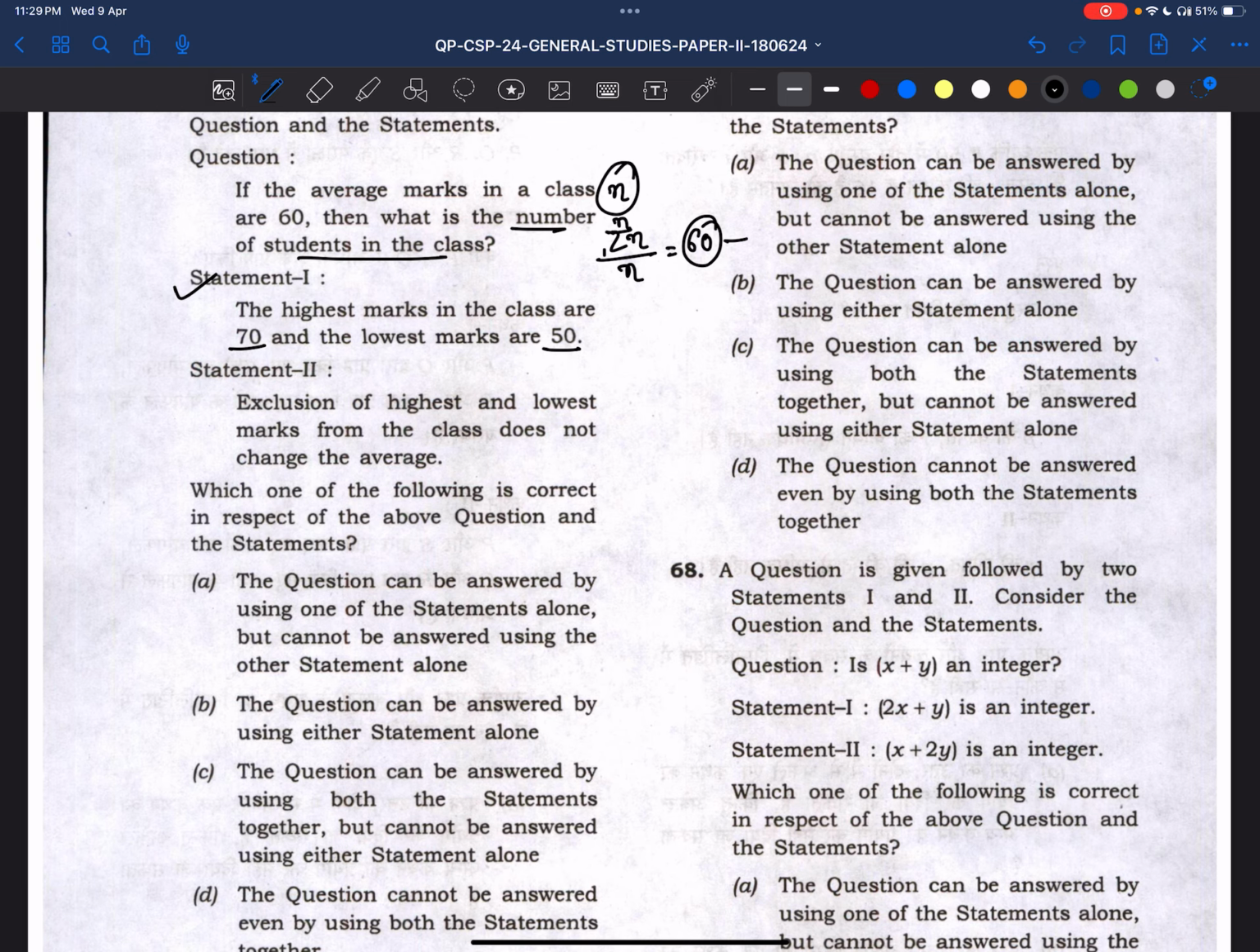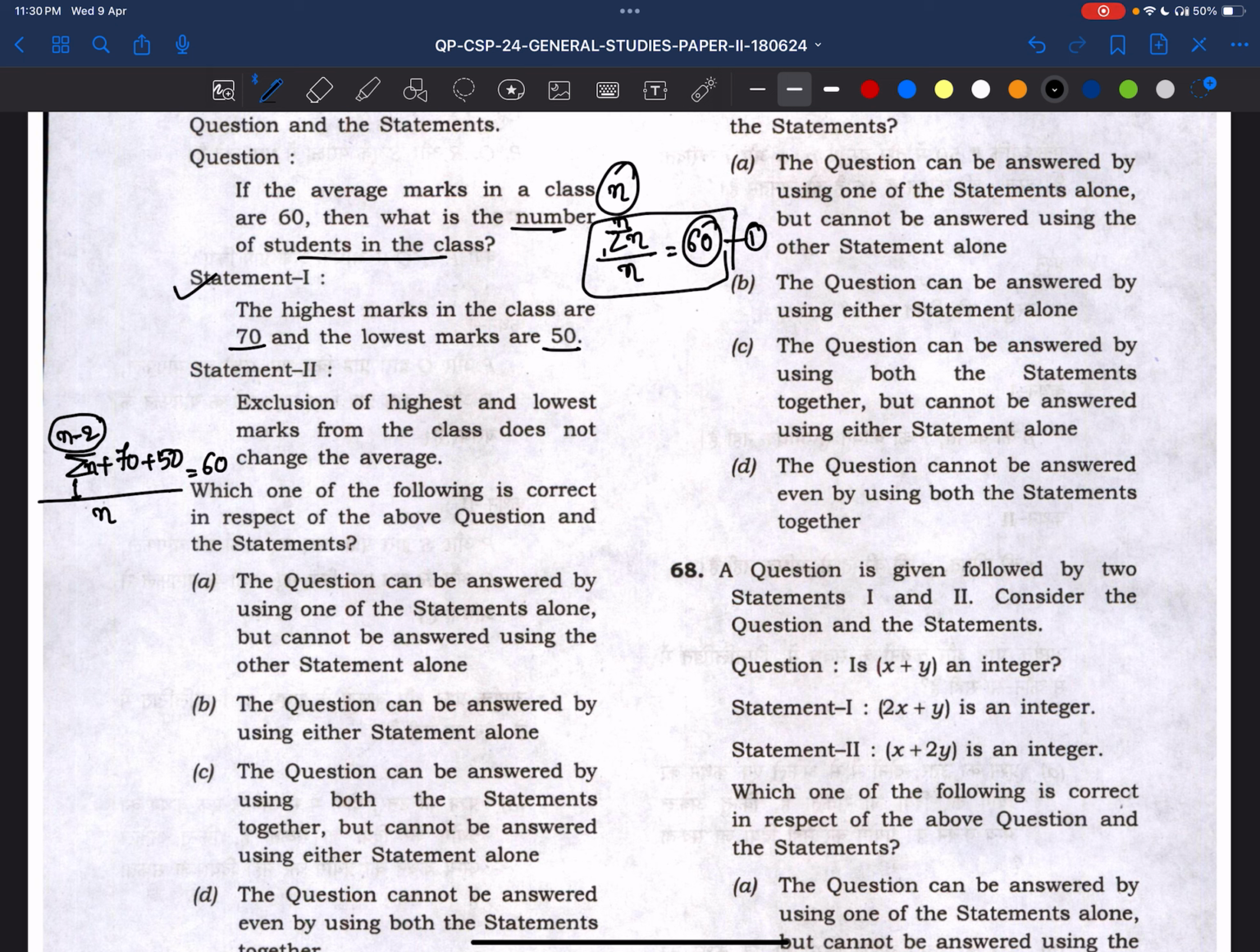If this is equation number 1, how can we write it? I'll take sigma 1 to n minus 2. We are removing 2 people, plus the highest marks 70 and least marks 50. There are n minus 2 and these 2 people, total n minus 2 plus 2, which will be n. From 1 to n, this by n is equal to 60.